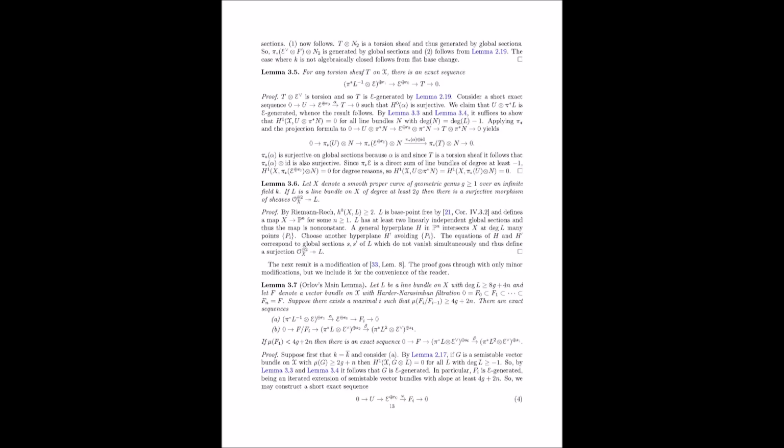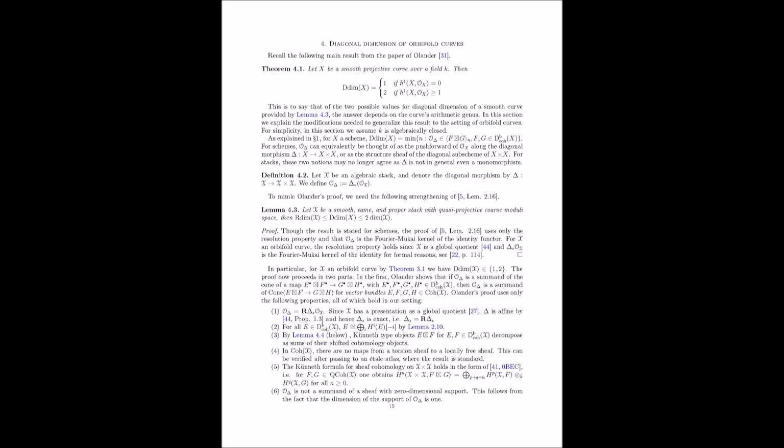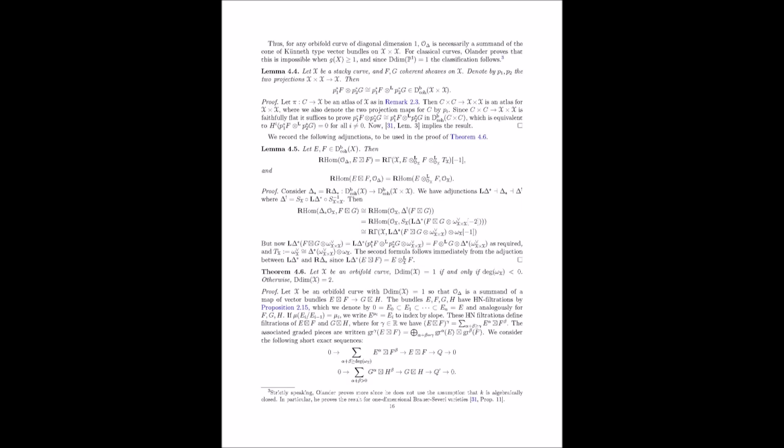I see. And how does this relate back to the actual definition of diagonal dimension, which is about the complexity of the diagonal object within the category? Right, so the diagonal object is kind of like a representation of the self-intersection of the curve inside its product with itself. Diagonal dimension basically measures how efficiently you can resolve this diagonal object using other objects from the category. So when you have a negative canonical degree, it seems like the diagonal object has a simpler resolution, which leads to the lower dimension. Okay, that makes sense.